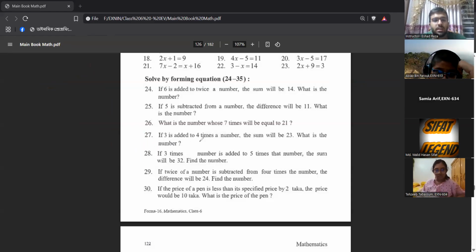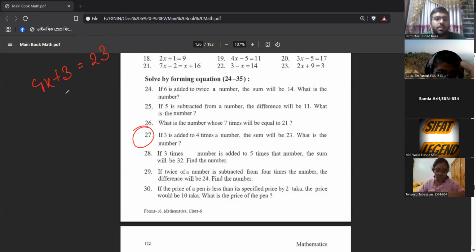So now let's go over to number 27 and you guys will do number 28. If 3 is added to 4 times a number, the sum will be 23. So again, we don't know the number, so the number is x. The number is multiplied by 4. If 3 is added, we add 3, and they're saying that the sum is equal to 23.